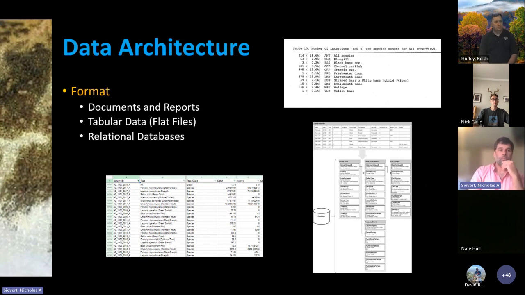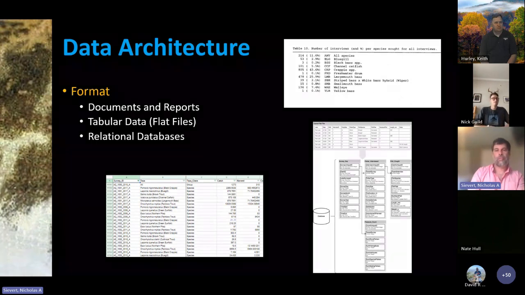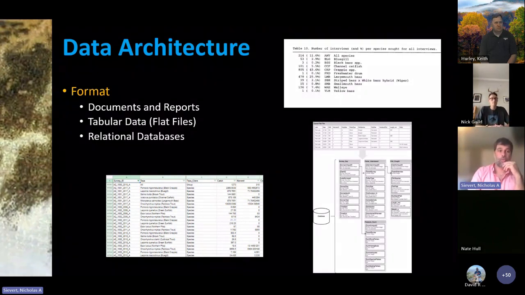So, a brief thing about data architecture. Three of the ways that data is often stored from these projects or after an angler survey project: the simplest is just recording information in documents and reports, right? You have a Word document where you wrote up your report about your survey, and you have the information like, these are the harvest rates, or this was total estimated catch, and so on and so forth.